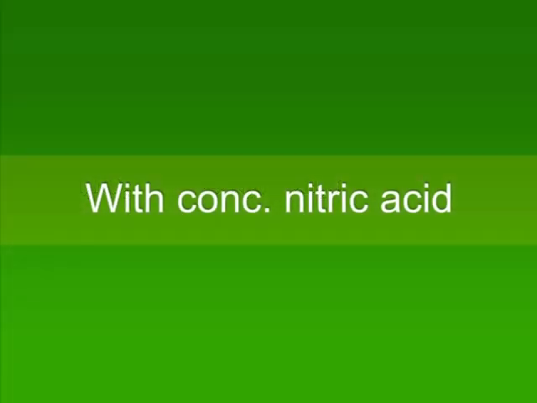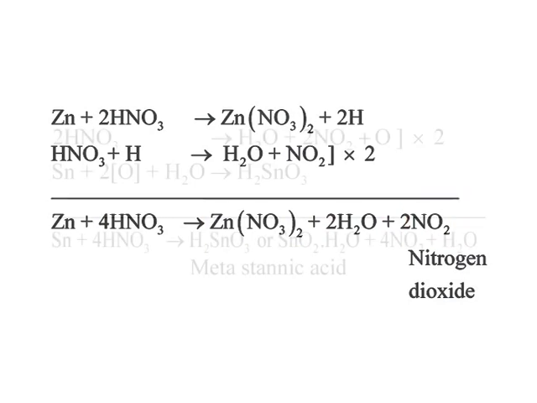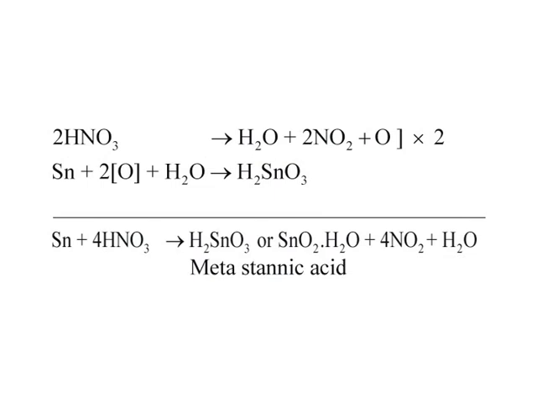With concentrated nitric acid, metals like zinc form nitrogen dioxide. Zinc reacts with nitric acid to form zinc nitrate and nascent hydrogen. Overall reaction shows that zinc reacts with nitric acid to form zinc nitrate, water and nitrogen dioxide. Children, there is an exception. Tin reacts with concentrated nitric acid to form metastannic acid, that is H2SnO3, and nitrogen dioxide.